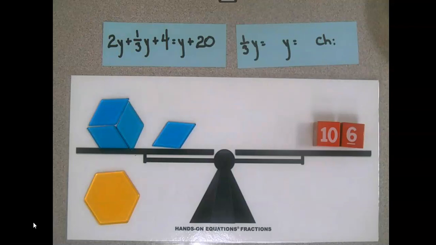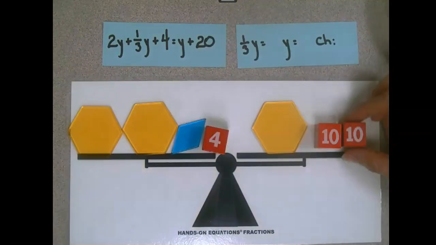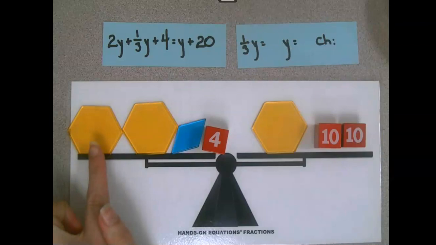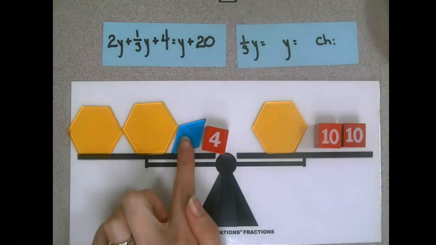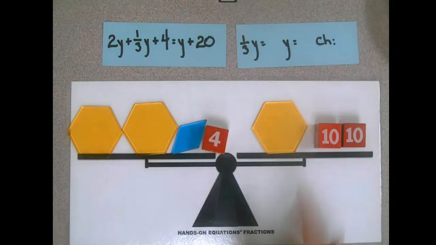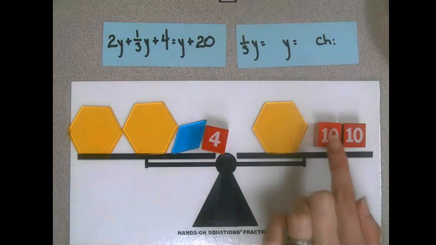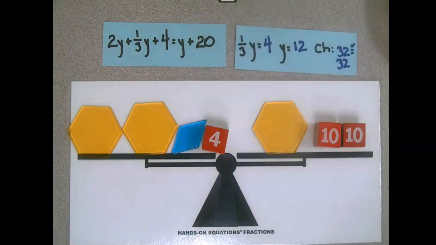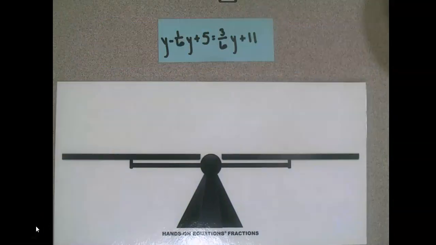And now I will reset up my original equation in order to do my check. So with my original equation set up, I can now do my check. And if my yellow is worth 12, on this side I have 12, 24. My blue block is worth 4, so I now have 28 plus 4 is 32. On this side I have 12 plus 10 is 22, and plus another 10 is 32. So my solution to this one is that 1/3 of y is worth 4, y equals 12, and my check is 32 equals 32.